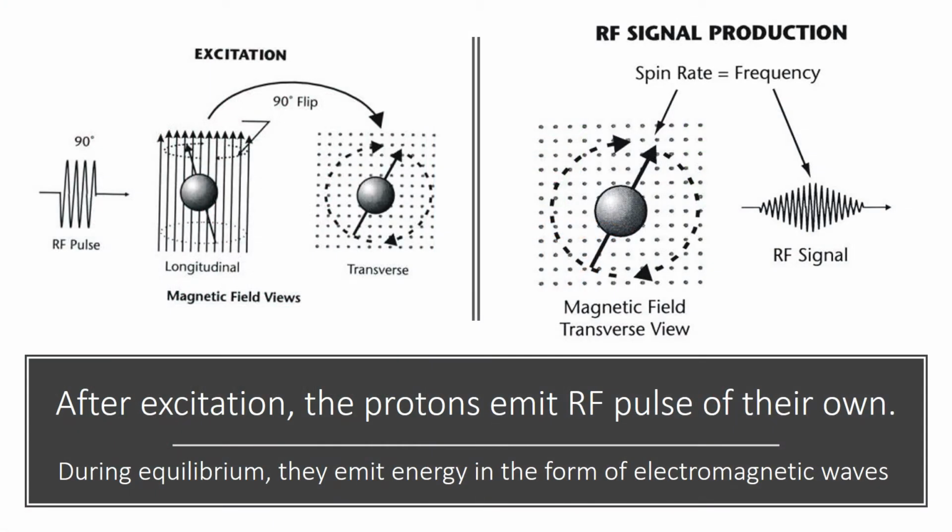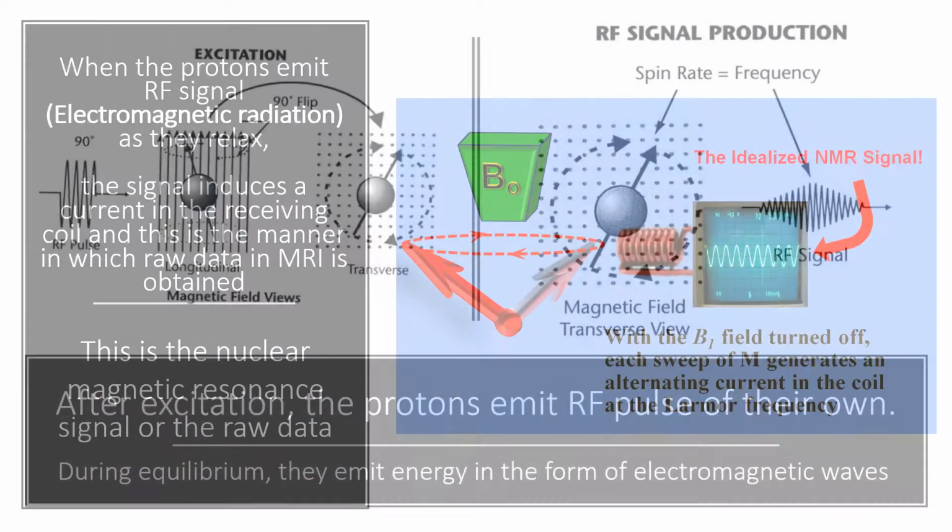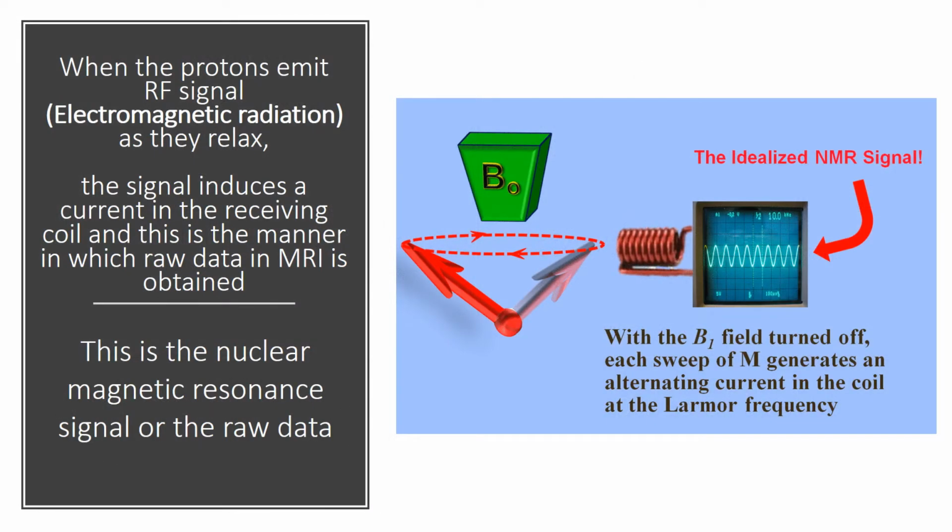After excitation, the protons emit an RF pulse of their own. During equilibrium, they emit energy in the form of electromagnetic waves. When the protons emit RF signal as they relax, the signal induces a current in the receiving coil, and this is the manner in which raw data in MRI is obtained. This is the nuclear magnetic resonance signal, or the raw data.